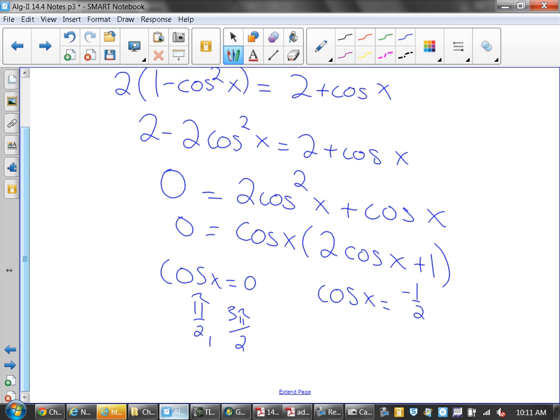Where is cosine equal to negative 1/2? What triangle are we in? 30/60. So if I'm in the 30/60, I'm on the 60, so the reference angle gives me a pi over 3. But I want it to be negative, so I'm in the second quadrant. So that's 2 pi over 3. And 4 pi over 3. Okay?